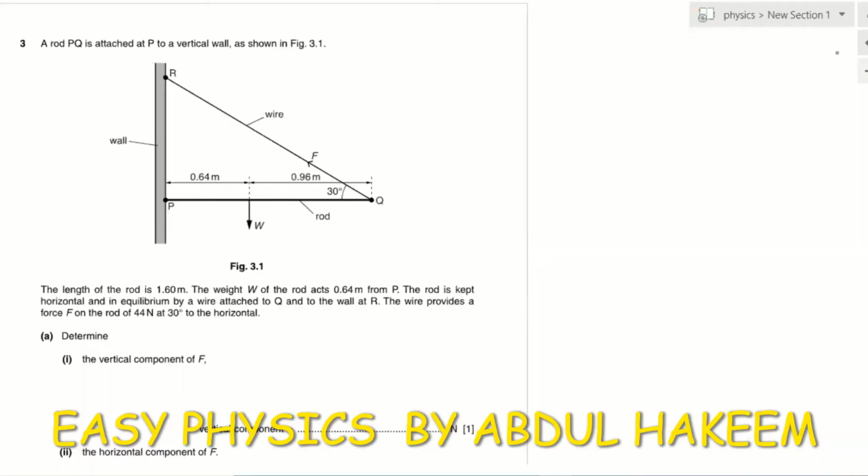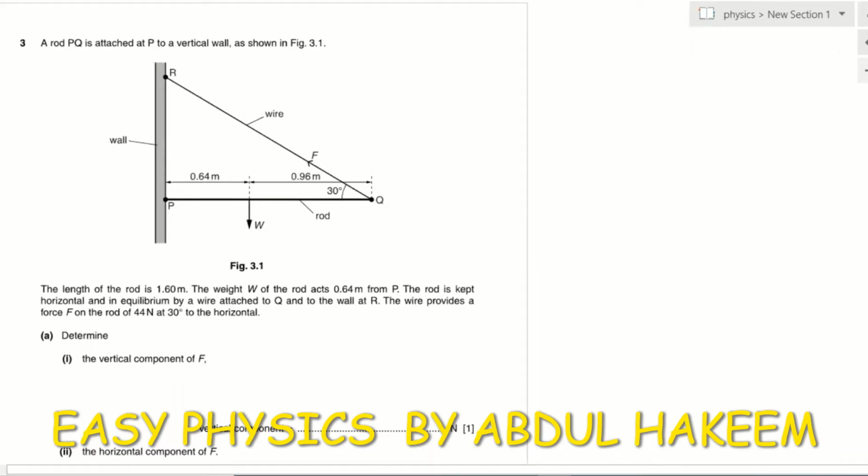Now, question number 3. A rod PQ is attached at P to the vertical wall. The length of the rod is 1.60 meter. The weight of the rod acts 0.64 meter from P. The rod is kept horizontal and in equilibrium by the wire attached to Q. The wire provides the force F on the rod, 44 Newton at 30 degrees to the horizontal. The question is to determine the vertical component of F.